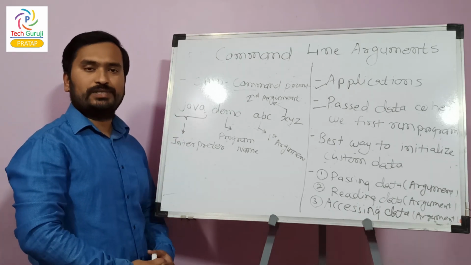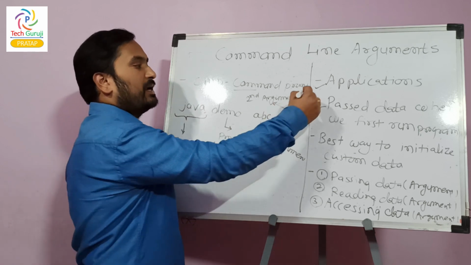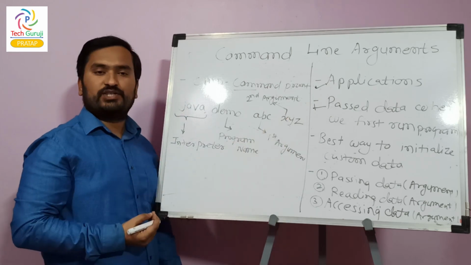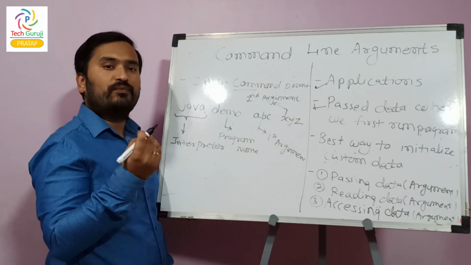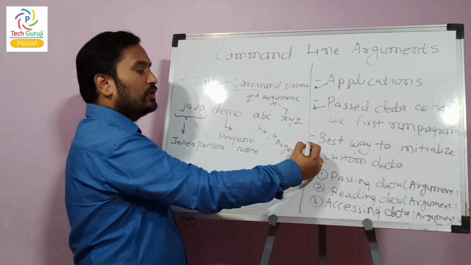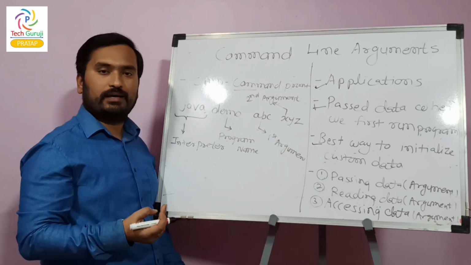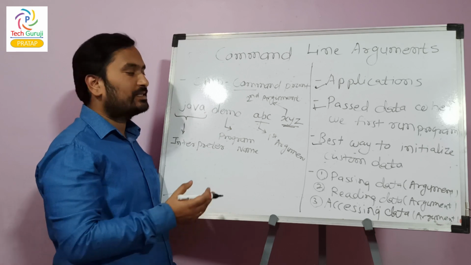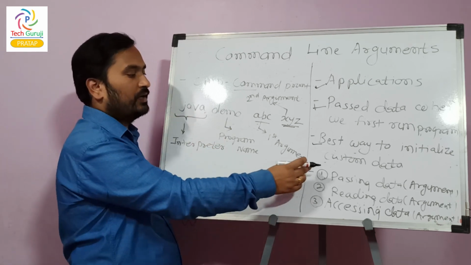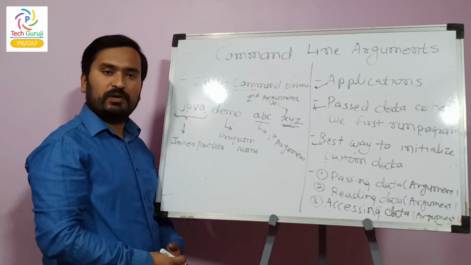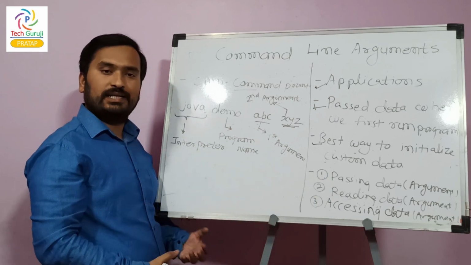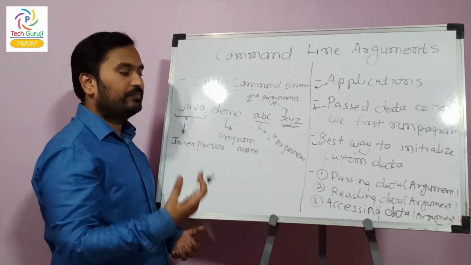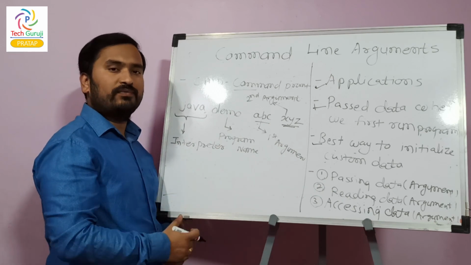What is the purpose of using command line arguments? Command line arguments are used by Java applications, so we can use them to pass data to the program when we first run the program. It is the best way to initialize custom data. Custom data means ABC and XYZ, the data we are sending to the program. And what operations are we going to perform? We are passing the data, that is, the arguments, then reading the data and accessing the data. So let's start with the program.